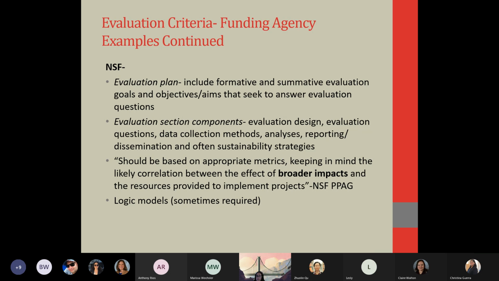So I found this from their PAPPG, which is their big, thick manual that has all of their guidance. So in terms of evaluation, it should be based on appropriate metrics, keeping in mind the likely correlation between the effect of broader impacts and the resources provided to implement projects. And of course, some of your NSF grants often require logic models. Not all the time. Out of the grants I've worked on, maybe like 30% will request the logic model.